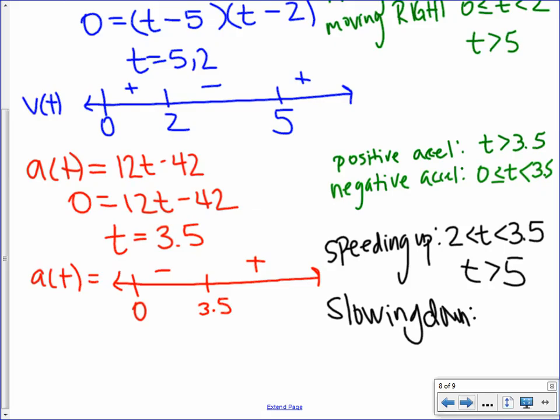If it's 5 on, wouldn't it be greater than or equal to? We wouldn't include 5 because that's where velocity is 0. Okay. Slowing down: 0 to 2, and 3.5 to 5. You can include 0, you don't have to, I'll take it either way. It's fun stuff, right? Good time.